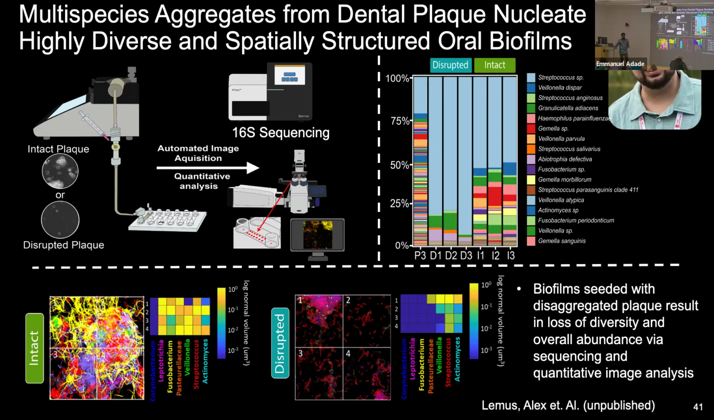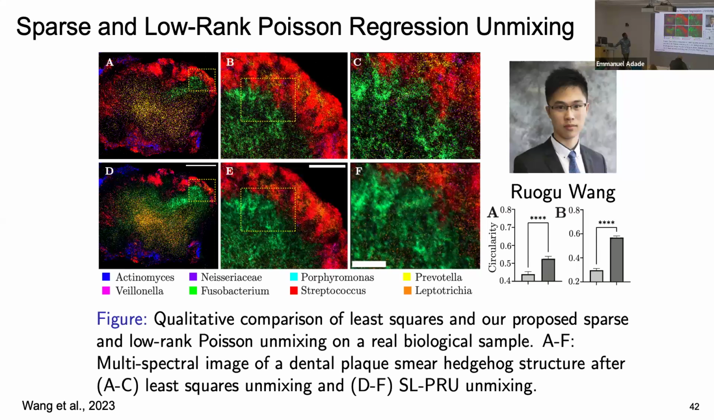that established these communities. And Rogue is a mathematician in our lab, and he also designed this sparse low rank Poisson correlation and regression and mixing model for unmixing, and this is the least squares approach, and this is his approach, and you can see that his approach is probably superior at identifying microbes in the dental plaque compared to the existing least squares approaches.